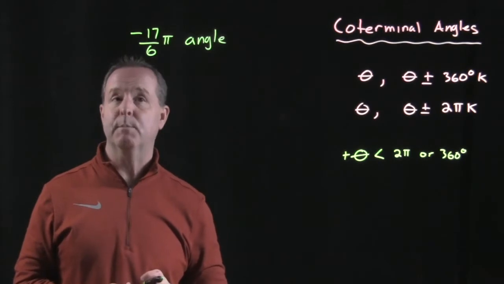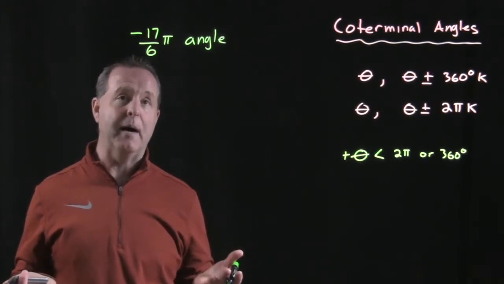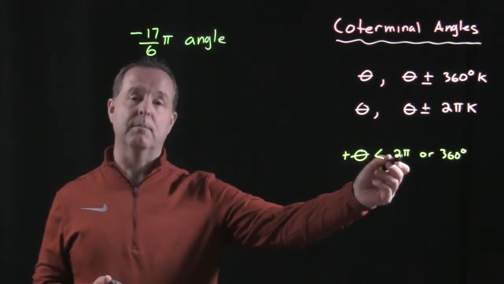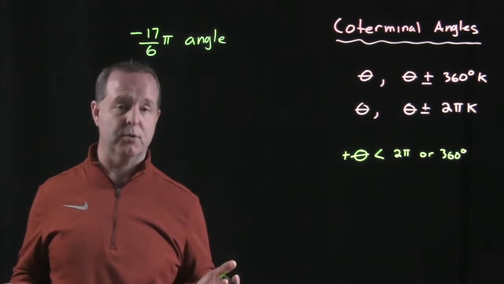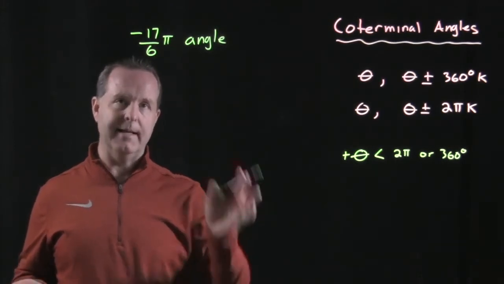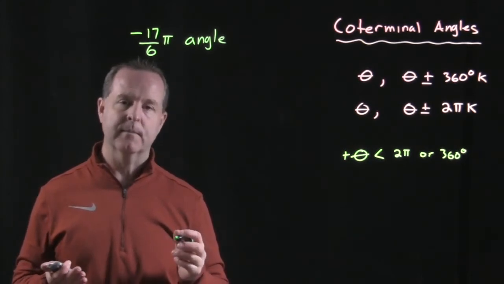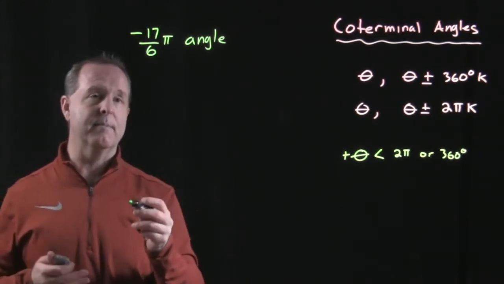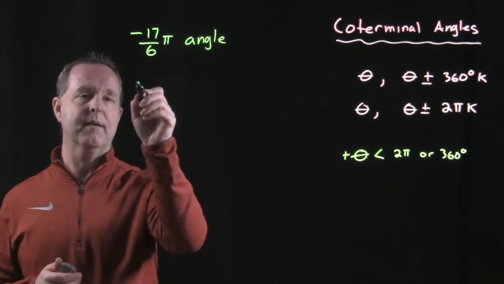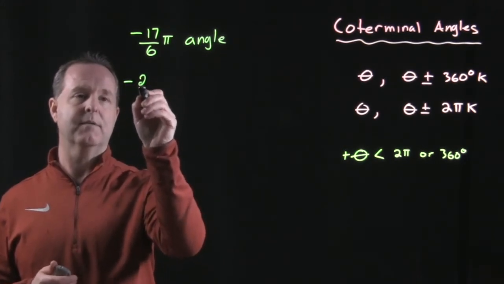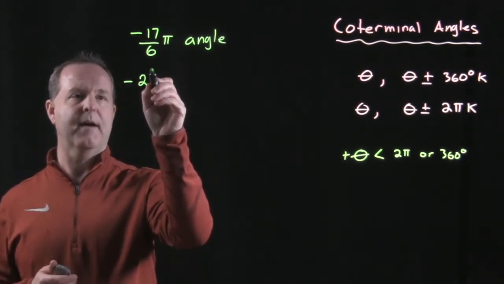Negative 17.6 pi. How many full sets or multiples of 2 pi do I need to add or subtract from this? Well, I know it's negative, so it looks like I'm going to add a multiple of 2 pi, but how many? Well, for some, it's easier to write it as a mixed number to determine that. So negative 17.6 is the same thing as negative 2 and what is that, 5/6?